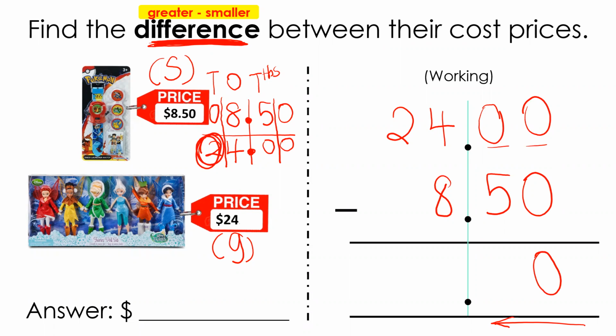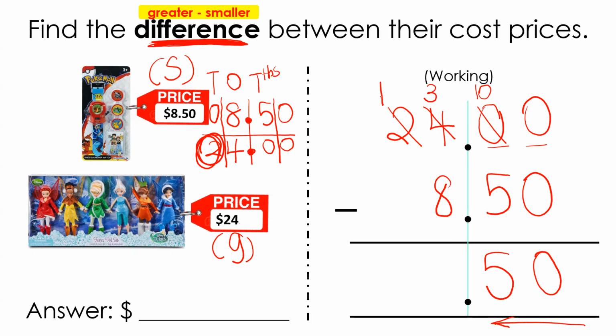0 minus 5, I think that's not enough. So I have to go to the next door, the ones place, to regroup. So I take away 1, left with 3 ones. And that will give me 10 tenths. Okay, so 10 tenths minus 5 tenths, that will give me 5 tenths. And 3 ones minus 8 ones, I don't think that's enough to take away 8 ones. So I have to go next door to regroup the tens.